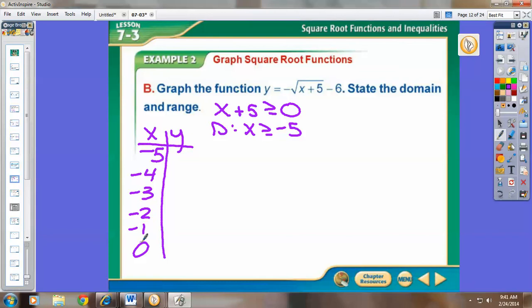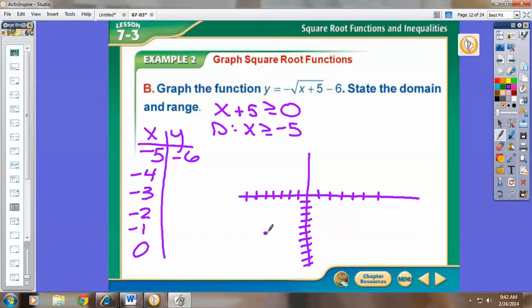So let's go ahead and calculate some of these values. If we put -5 into our function for x, -5 plus 5 is 0. Square root of 0 is 0, times -1 still 0, minus 6 is -6. Let's plot these as we come up with these values. So we have -5, -6. Next number we're going to put in is -4. -4 plus 5 is 1, the square root of 1 is 1, times -1 is -1, minus 6 is -7. So we have -4, -7.